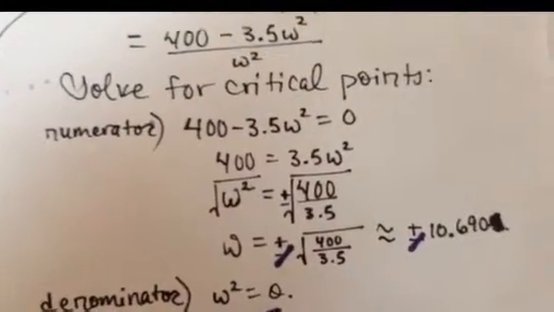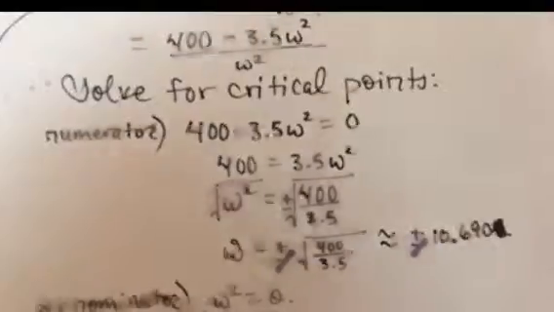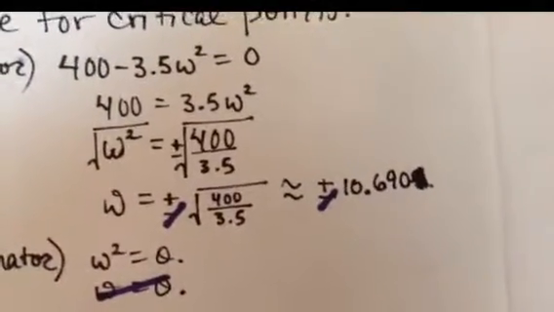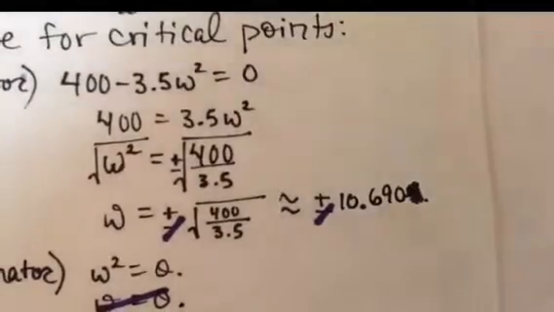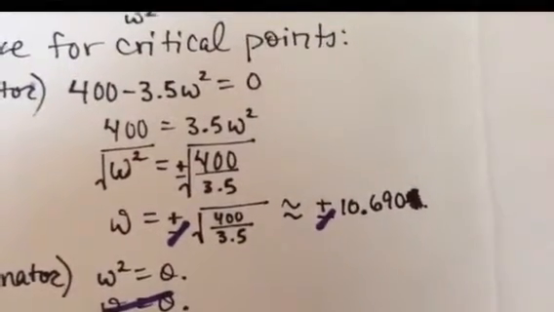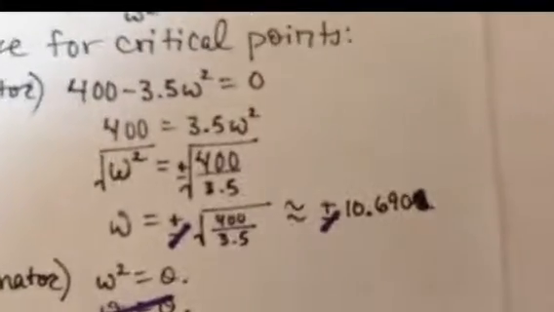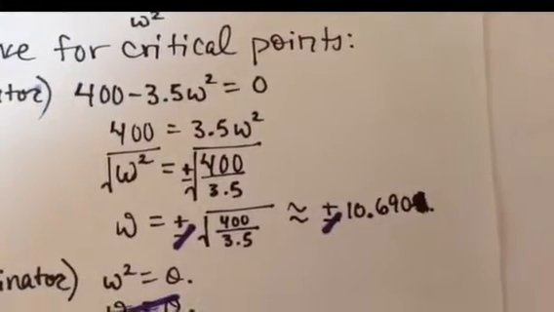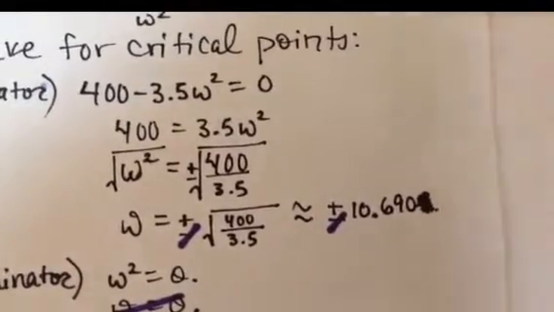So the numerator is going to be 400 minus 3.5 W squared, and once you set that equal to 0, you're going to get W equals plus or minus 10.690. But again, we have to focus on the constraints of the problem and the range we can have, which can't be negative. We're not going to have negative paper unless you owe people paper, but that's not the point. Okay.